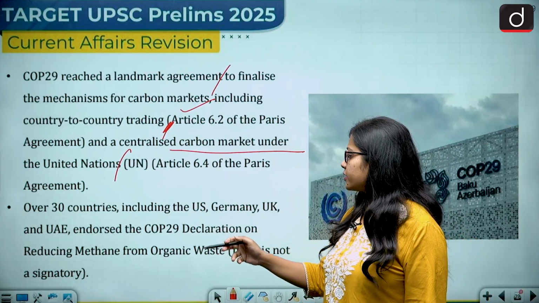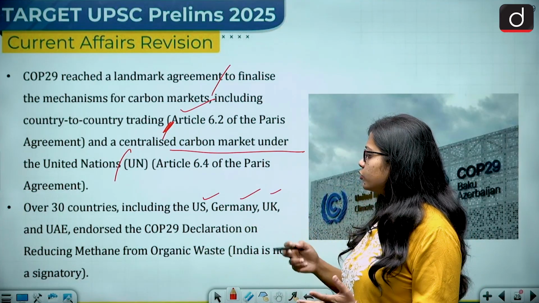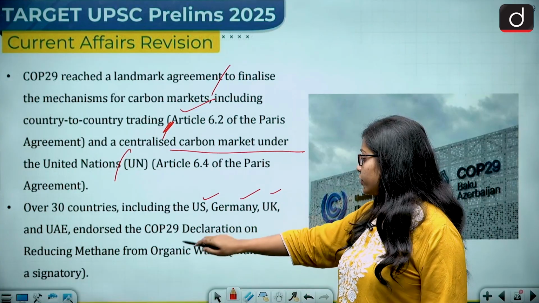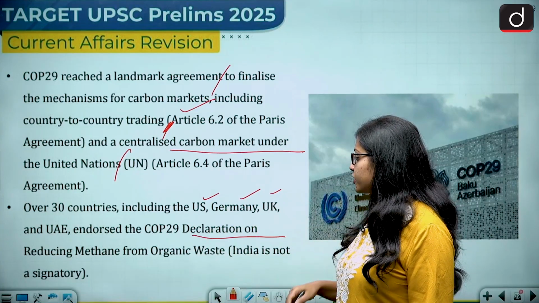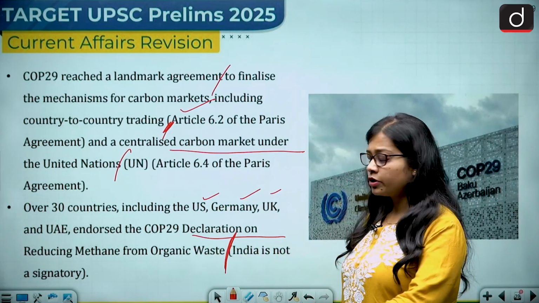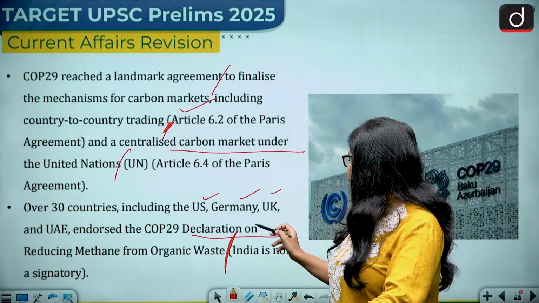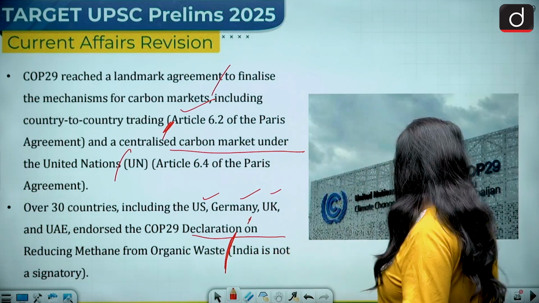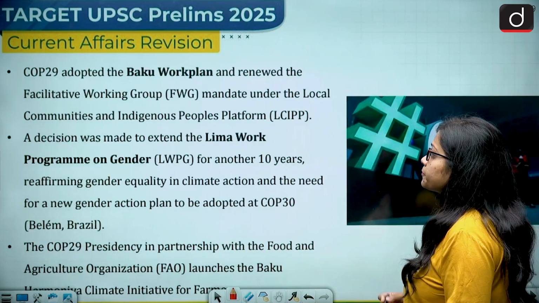Now, over 30 countries, including the US, Germany, UK and UAE, have endorsed a COP29 declaration on reducing methane from organic waste, and India is not a signatory to it. So the declaration is with regard to reducing methane from organic waste.